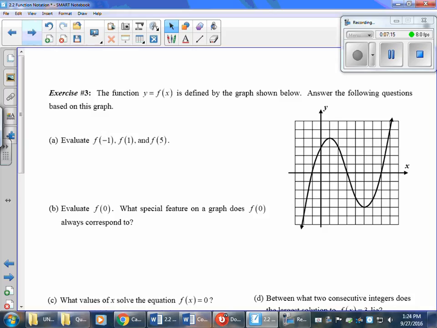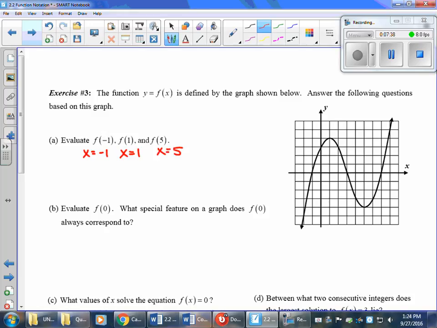So now we're looking at graphs in exercise 3. The function y equals f of x is defined by the graph shown below. Answer the following questions based on this graph. So evaluate f of negative 1, f of 1, and f of 5. I'm going to remind you what this means: when x is negative 1, when x is positive 1, and when x is positive 5.